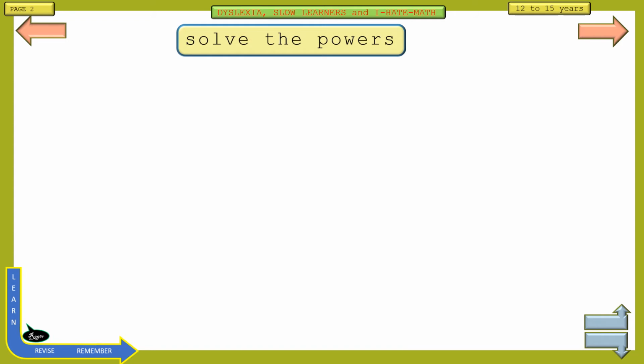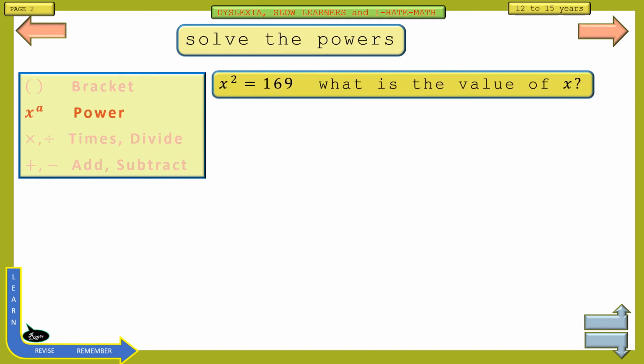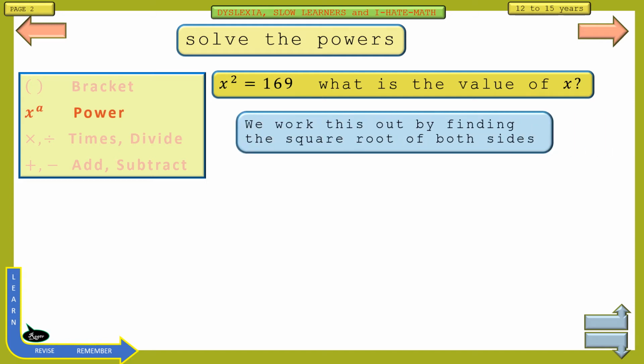Step 2. Solve the powers. Here is our list again. Now we have a simple puzzle. x squared equals 169. What is the value of x? We work this out by finding the square root of both sides. Now the equation becomes the square root of x squared equals the square root of 169.